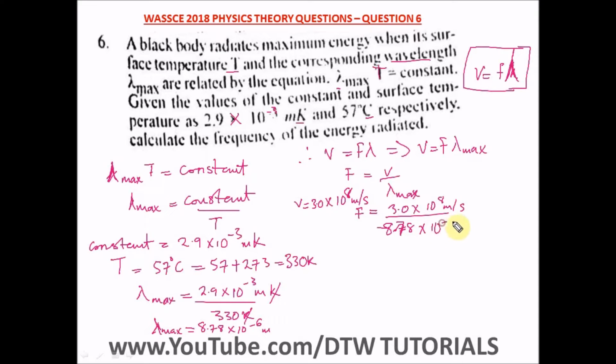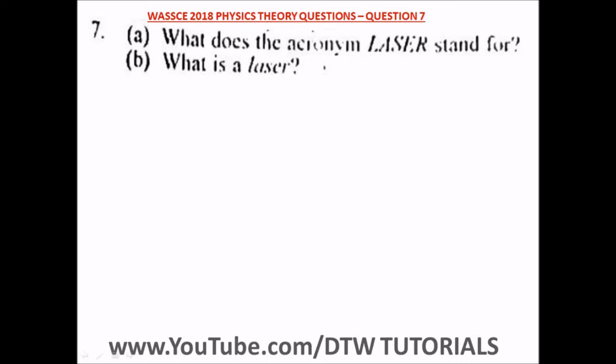8.78 times 10 raised to the power minus 6 meter. When you punch it in your calculator, we are going to have 3.4 times 10 raised to the power 13, and the unit of frequency is Hertz. So 3.4 times 10 raised to the power 13 Hertz. In physics, please don't just write numbers without putting your unit. Always make sure you put your unit, because it takes a mark, at least half a mark, so you don't lose that half. So this is our answer for this question. Your frequency is 3.4 times 10 raised to the power 13 Hertz.